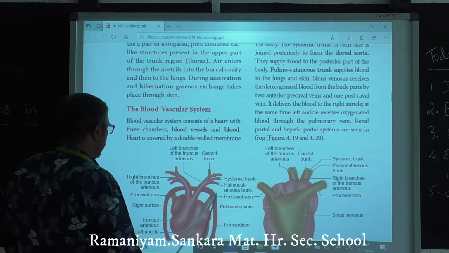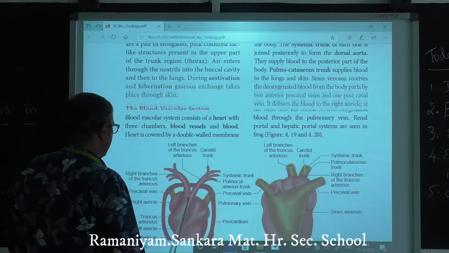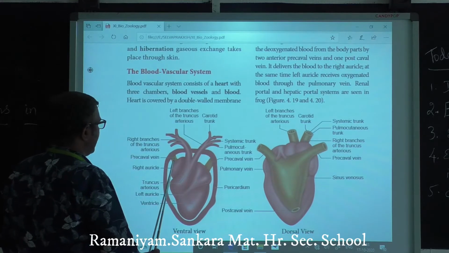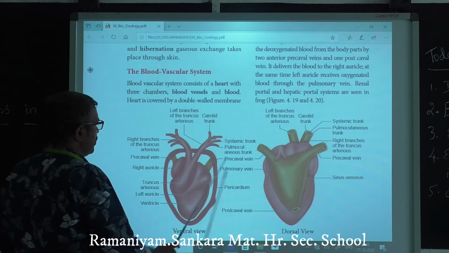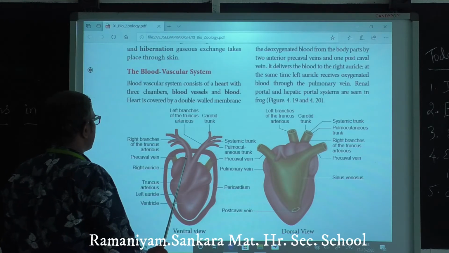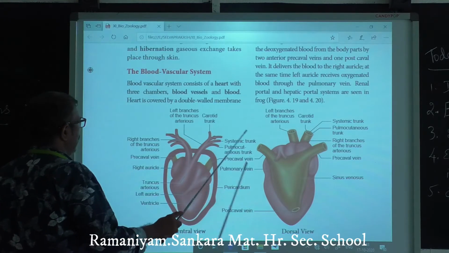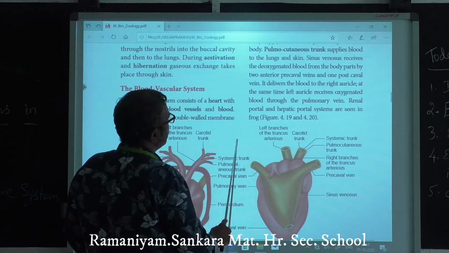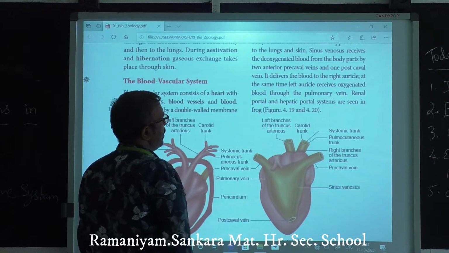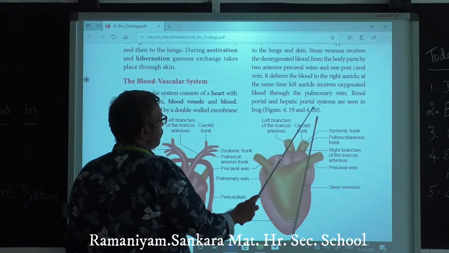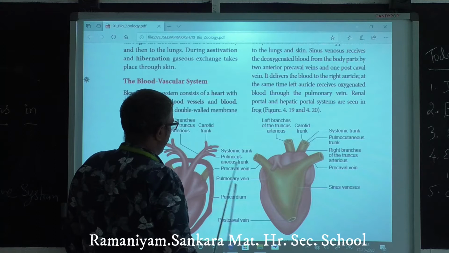This is the precaval vein, where deoxygenated blood is collected from all the body parts. This is the pulmonary vein, through which the left auricle receives oxygenated blood. Renal portal and hepatic portal systems are seen in the frog.